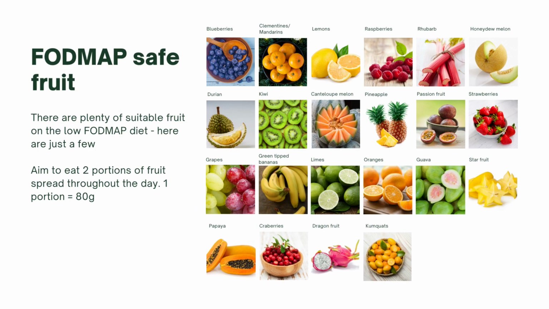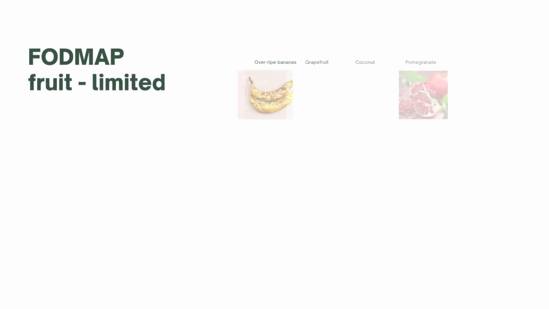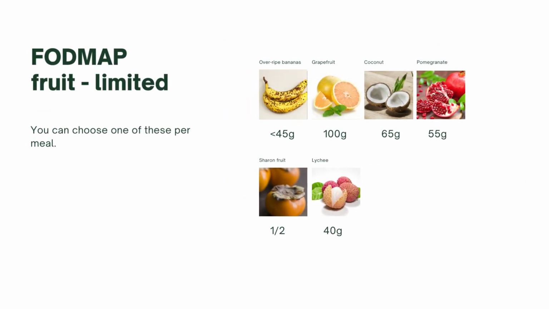Let's look at the FODMAP safe fruit. Plenty of fruit again for you to have. Aim to eat 2 portions of fruit spread throughout the day, and 1 portion is about 80 grams. So there's plenty to have. All the citrus fruit, for instance, the melons, the berries, etc., all absolutely fine on this diet. There are some extra fruit you can have, but in limited quantities. Again, as with the vegetables, I would say try and avoid them if at all possible. But if you need to have them, then keep them within these limits listed on the page.